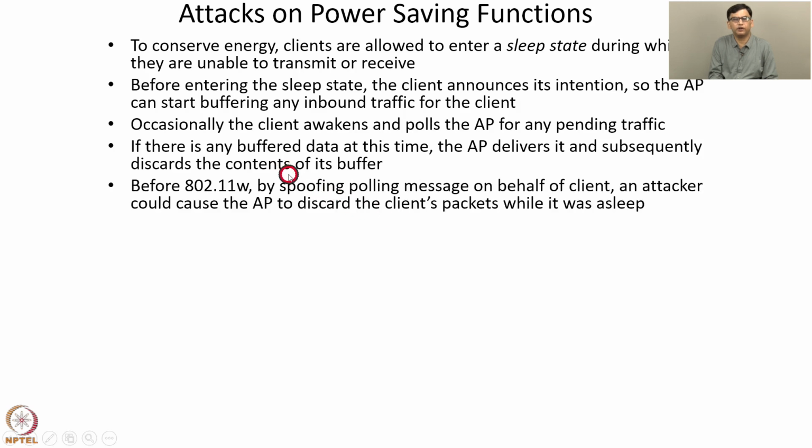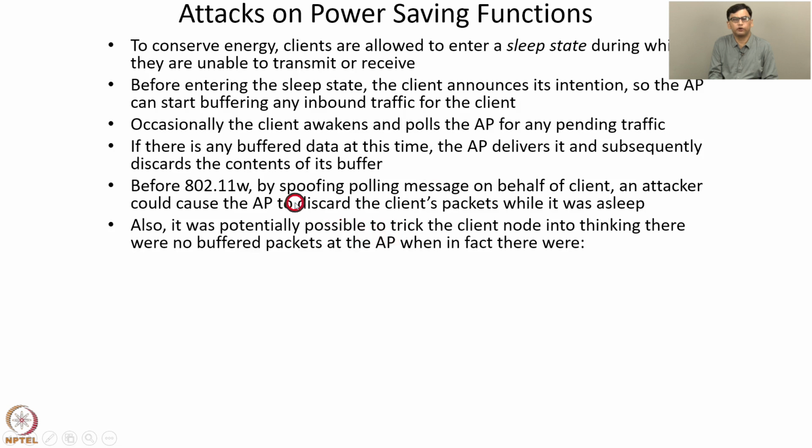Now, before 802.11w, by spoofing the polling message on behalf of the client, an attacker could cause the access point to discard the client's packets while it was asleep. So the client was still in sleep state, but the attacker spoofed the polling message pretending to be the client and sent it to the access point. This caused the access point to send the buffered packets and then immediately discard them after they were sent. Because of this, when the legitimate client wakes up from its sleep state, it does not get the previously buffered packets because they have been discarded by the access point. So this was one attack that was possible, again because this management frame, that is the polling message, was not protected.